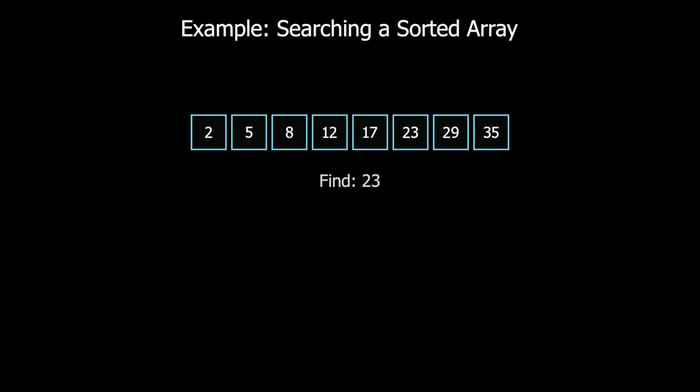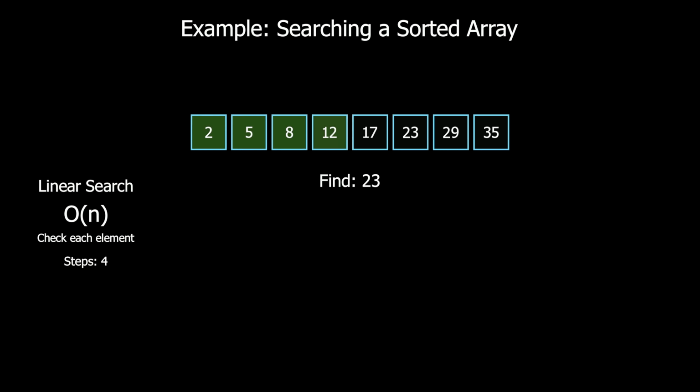Let's see a real example, comparing two search algorithms. Here's our sorted array of 8 numbers. Our goal is to find the number 23. Linear search checks each element one by one, checking the first, second, third, and so on. Found it! That took 6 checks.